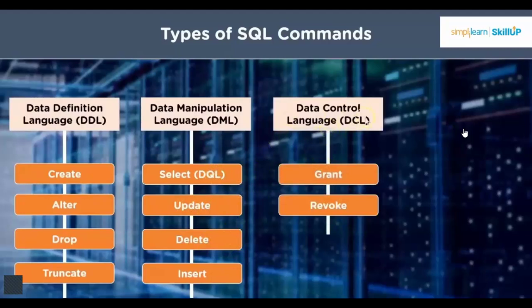Third, we have data control language or DCL. DCL commands allow you to control access to data within the database. These DCL commands are normally used to create objects related to user access and also control the distribution of privileges among users. So we have grant and revoke, which are the examples of data control language.